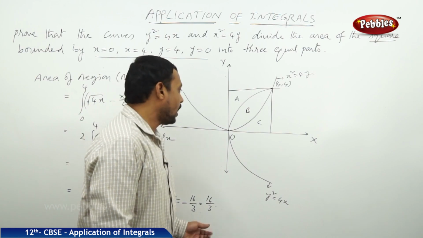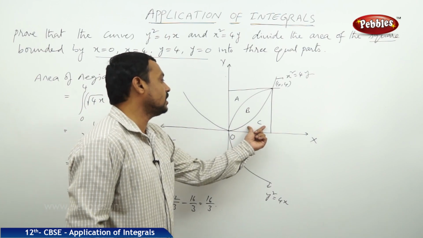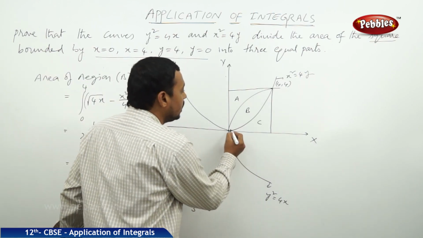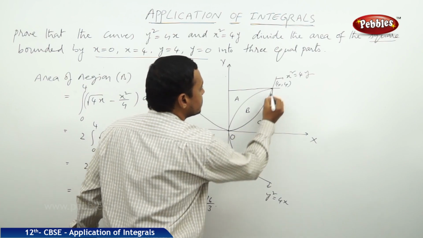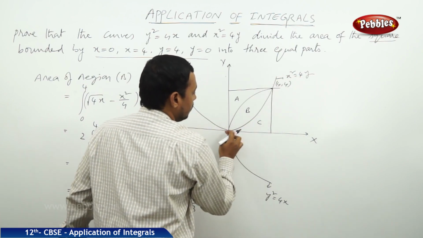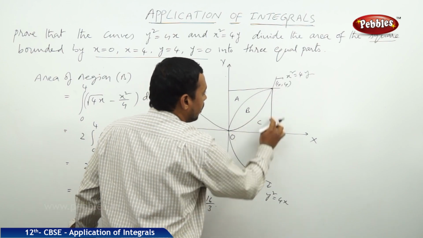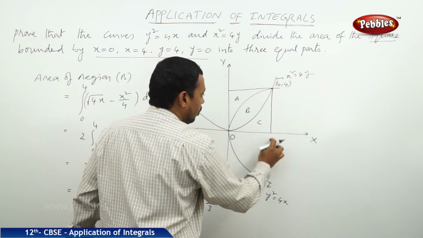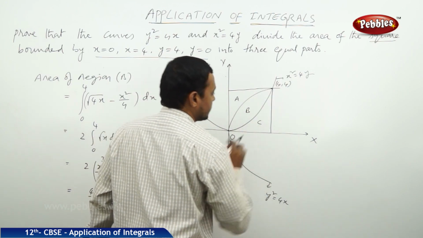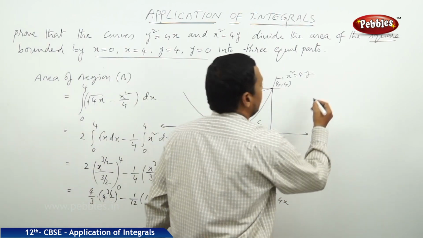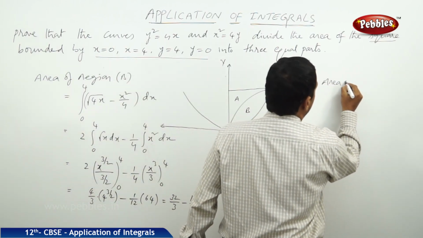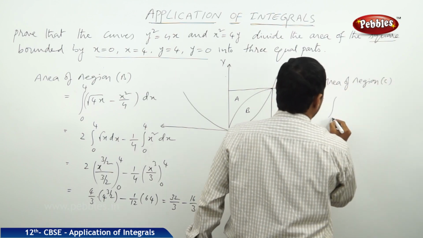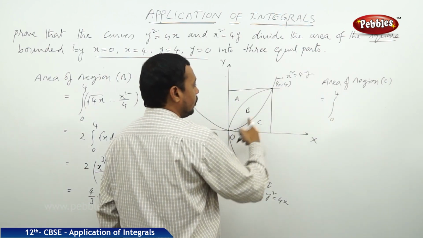Now, we have to prove that the area of the region C is also equal to 16 by 3. For that, see, here this is the curve. What is this curve? X square is equal to 4y. The area of the region formed by the curve x square is equal to 4y between x is equal to 0 and x is equal to 4 with the x axis. So that is C. Therefore, the area of the region C is equal to integral 0 to 4. Now here this is the curve.